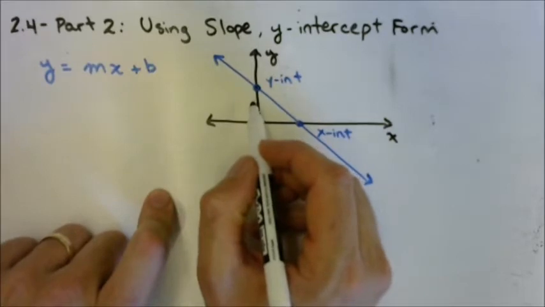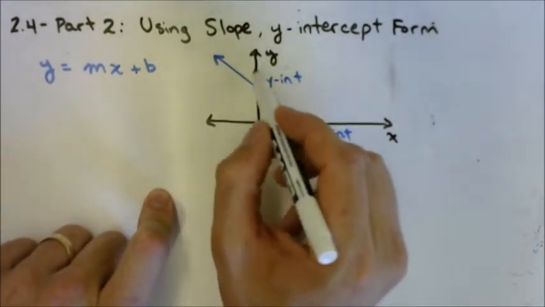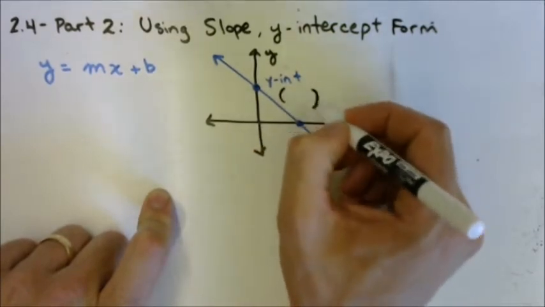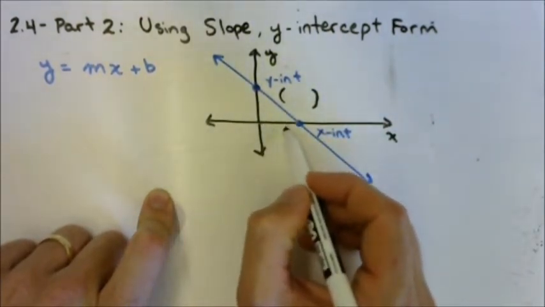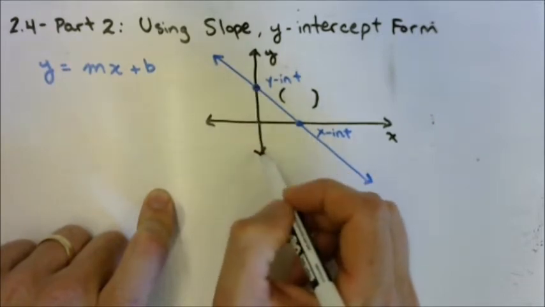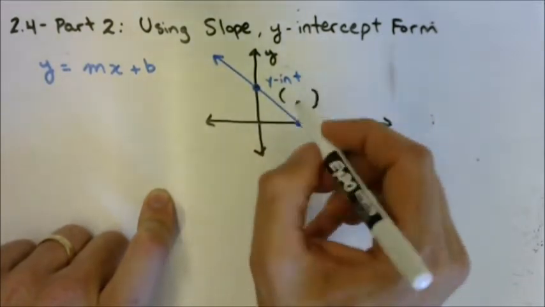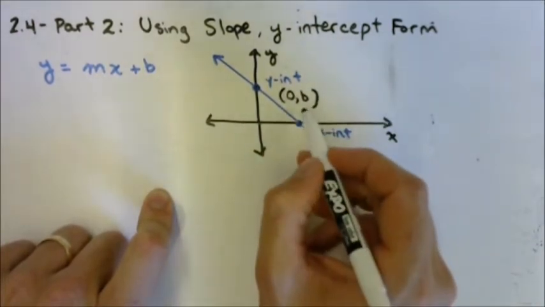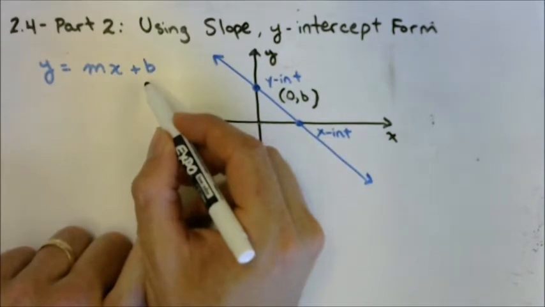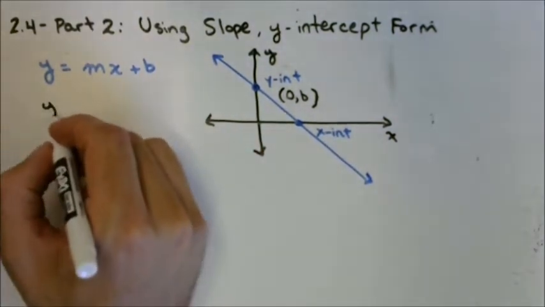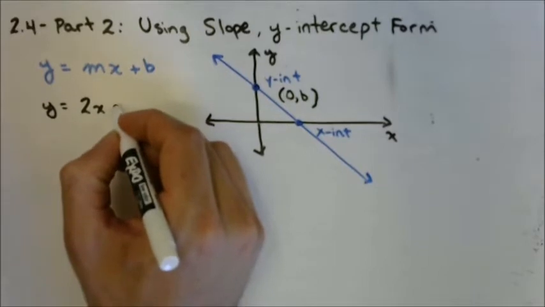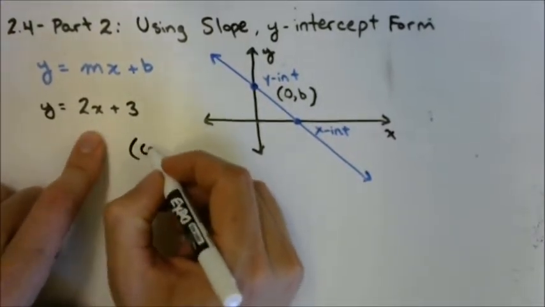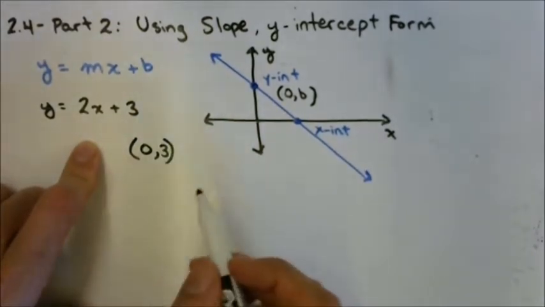Now, the point at which the line crosses the y-axis is represented by (x, y), just like any other point, but the x value, you'll notice, is always going to be 0. So the y-intercept always occurs at the point (0, b). And that b comes right from our equation of the line. So for instance, if we had y equals 2x plus 3, then we would know that our y-intercept would be at the point (0, 3).